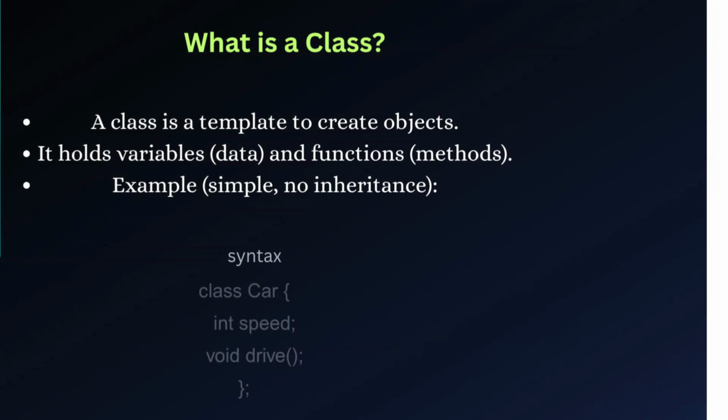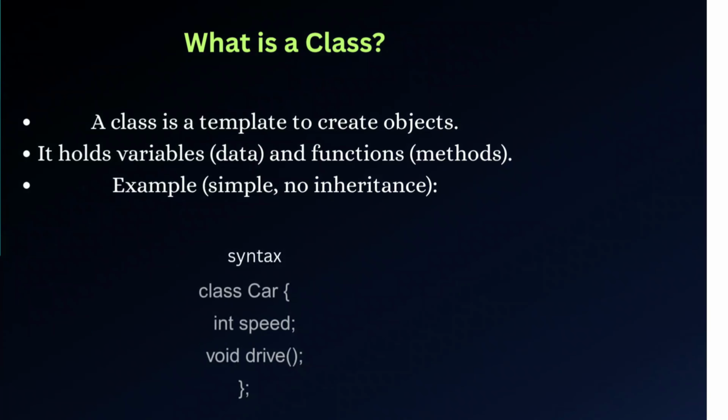What is a class? Before we dive into base and derived classes, let's quickly review the core concepts. What is a class? Simply put, a class is a template used to create objects. It acts as a blueprint that holds both variables, which represent data, and functions, which we call methods. For a simple non-inheritance example, imagine a car class. The syntax would hold an integer variable for speed and a function called drive.